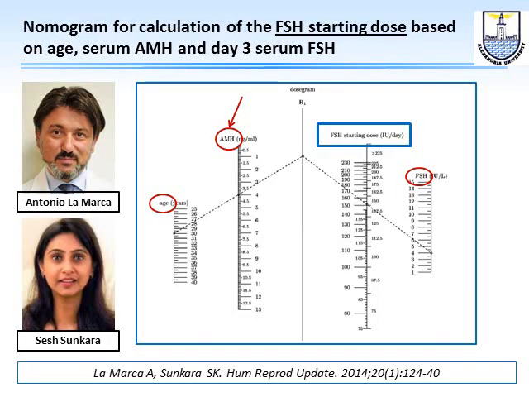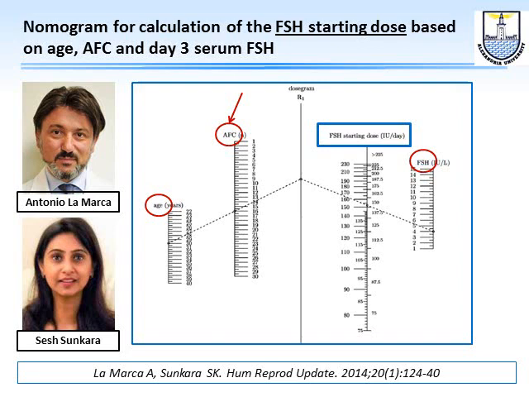This is the nomogram that Antonio La Marca and Sesh Sunkara came up with. They have two nomograms. This one is using AMH. They said, give us your level of AMH, give us the age of the patient, give us the day 3 FSH, and we will tell you the starting dose of FSH, as you can see here. And it happens here to be 2 ampoules of 150 international units, for example. This is the nomogram based on AMH, because they have another nomogram based on AFC. And again, give us your AFC, give us the age, give us day 3 FSH, and we will tell you the starting dose. Again, in this particular example, it was 2 ampoules of 150 international units, as you can see.